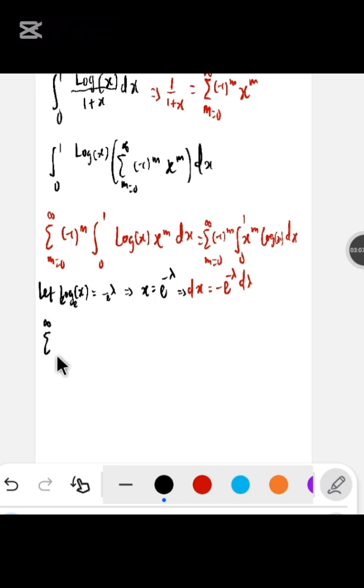So we have the summation of m from 0 to infinity of minus 1 to the power of m. Then the limits: if we substitute x to be 1, we have log 1, which is 0, and if we substitute x to be 0, we have log 0, which is infinity. Then we have the integral from infinity to 0. Then x is now e raised to the power of negative lambda, raised to the power of m, so we have e to the negative lambda m. Then log x, which is now negative lambda, then dx, which is now negative e raised to the power of negative lambda d lambda. Yeah, this is actually nice and beautiful.